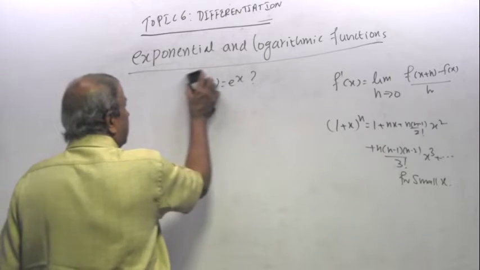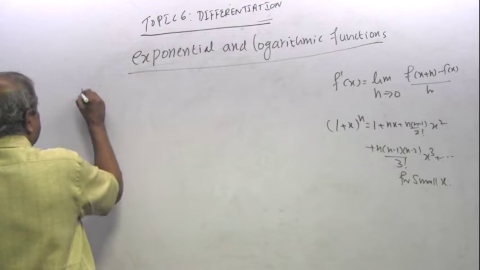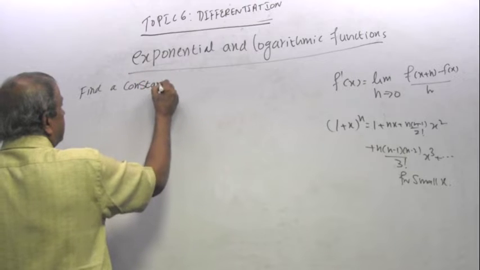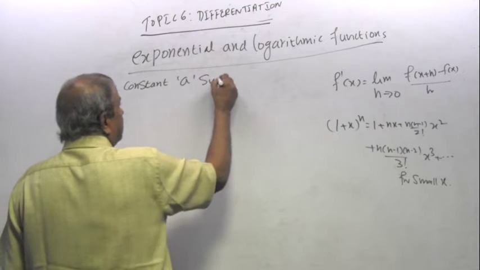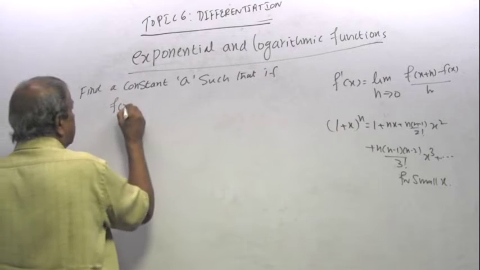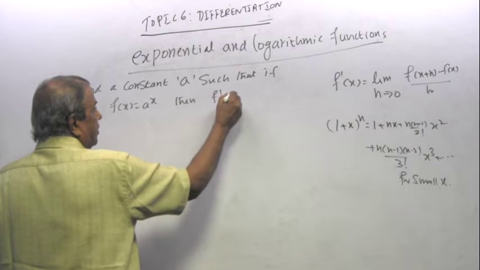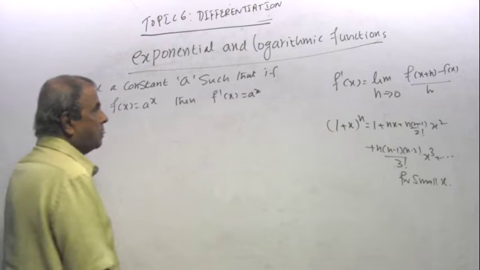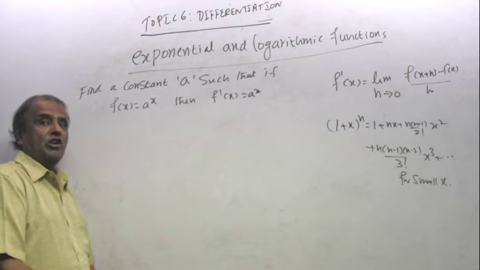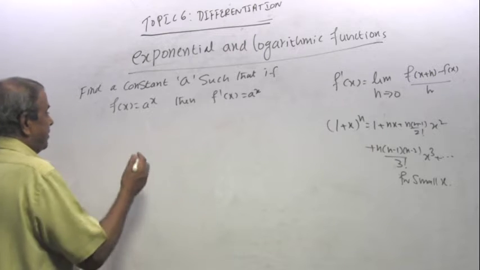So I'll pose a different problem. Find a constant a such that if f of x equals a power x, then f dash of x is also a power x. My job is to find the constant a, and the constant a is going to be e, which you have learnt. Okay, so let's start.